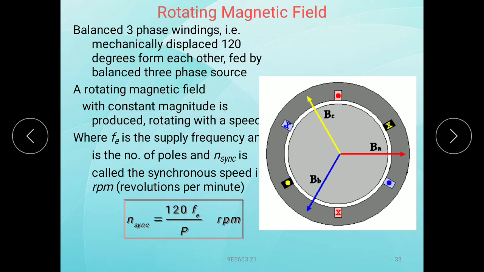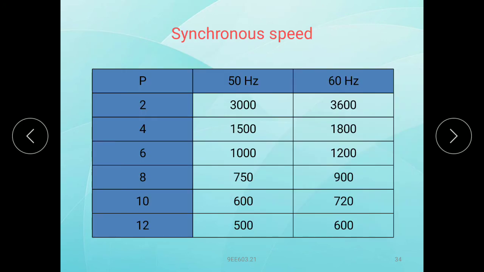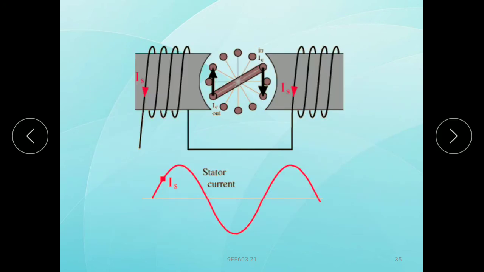Here, the rotating magnetic field: a balanced three-phase winding, mechanically displaced by 120 degrees from each other, fed by a balanced three-phase source, produces a rotating magnetic field with constant magnitude, rotating in space. Here f is the supply frequency, P is the number of poles, and Ns is called the synchronous speed in RPM, revolutions per minute. That is, synchronous speed Ns is equal to 120 f by P. This table gives the synchronous speed for different poles.